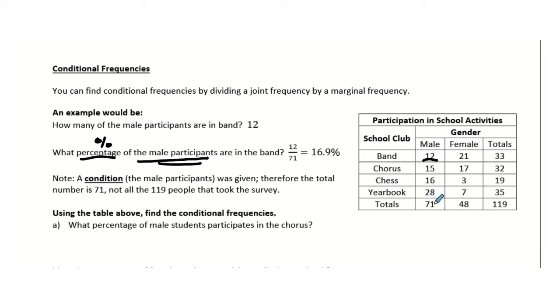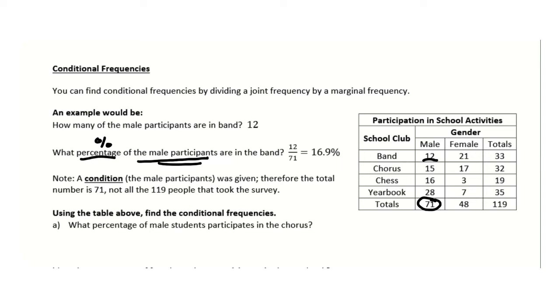So there are a total of 71 male participants. 12 of those 71 participants are in band. So 12 of the male participants in band divided by the total number of males, which is 71, multiplied by 100 gives us 16.9%. Note a condition, the male participants, was given. Therefore, the total is 71 and not 119 people that took the survey.